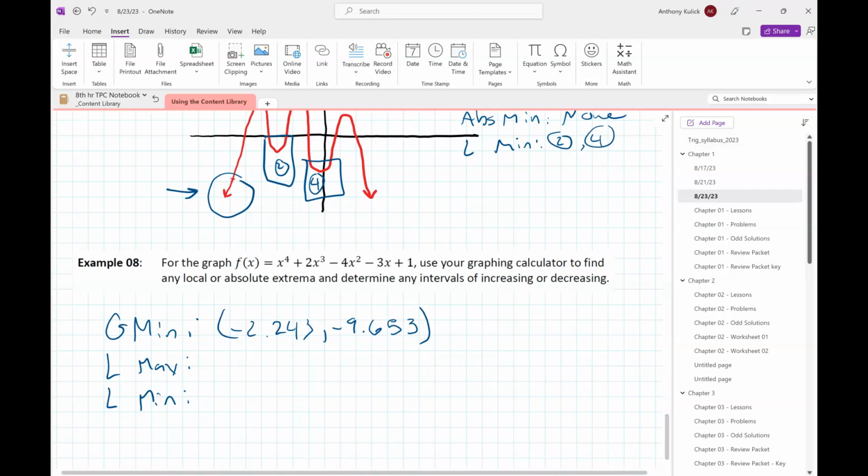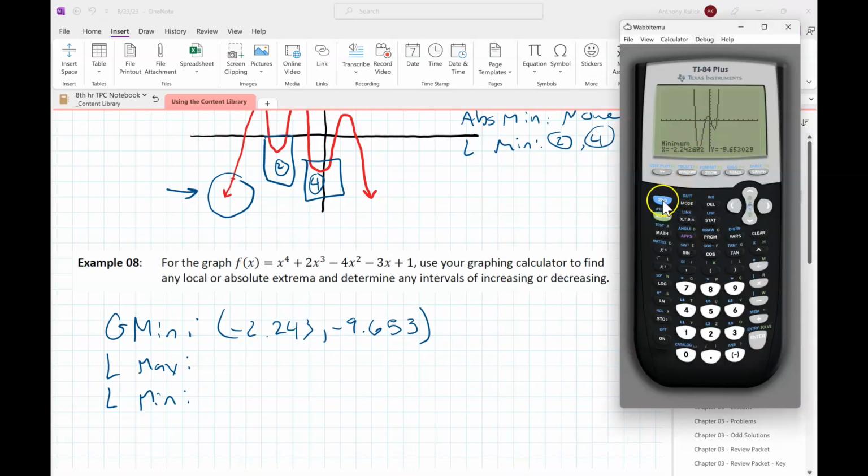Okay. Let's do the maximum now. So again, second trace. I'm going to pick command 4, the maximum command. It's going to ask me the same series of 3 questions, left bound, right bound, and guess. So the left bound, I should pick somewhere between the minimum and the maximum, right over here. So I'm going to move my cursor. That looks like a good spot right there. I'll press enter. Then the right bound should be between the maximum and this minimum over here. So I'll move my cursor. That looks good. Press enter. Guess where I'm at is fine.